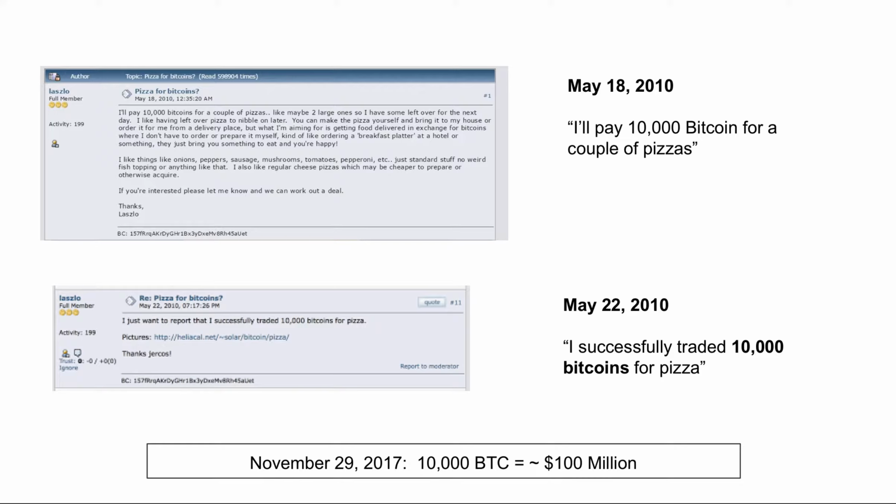And then, soon after, he actually got 2 large pizzas sent to him, and he gave that person 10,000 bitcoins for the pizza. As of November 29th, 2017, 10,000 Bitcoin is worth $100 million. So it's more than likely the most expensive pizza ever created.